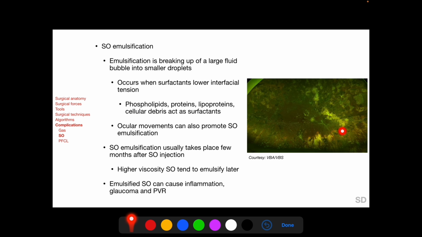Silicone oil emulsification is breaking up of a silicone oil bubble into smaller droplets, as seen here in this clinical photograph. This occurs when surfactants lower interfacial tension at the surface of the silicone oil bubble. These surfactants include phospholipids, proteins, lipoproteins, and cellular debris. Silicone oil emulsification usually takes place a few months after silicone oil injection, and higher viscosity silicone oil tends to emulsify later, whereas heavy silicone oil tends to emulsify earlier. Emulsified silicone oil can cause inflammation, glaucoma, and proliferative vitreoretinopathy, and this is important to remember.